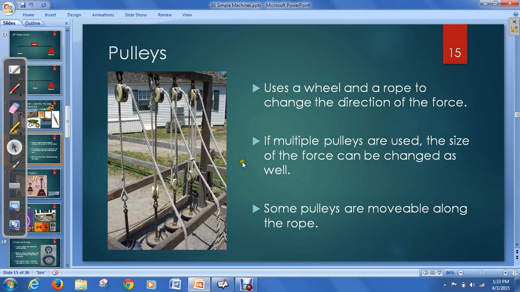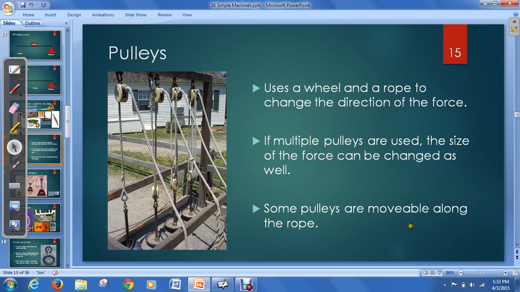So you're probably already familiar with what a pulley is. It's just where you have a wheel of some type and rope basically going around it. They use this wheel and rope generally just to change the direction of the force. Instead of having to pull something straight up, you are pulling down. If multiple pulleys are used, the size of the force can be changed as well. We're going to look at that in a second.